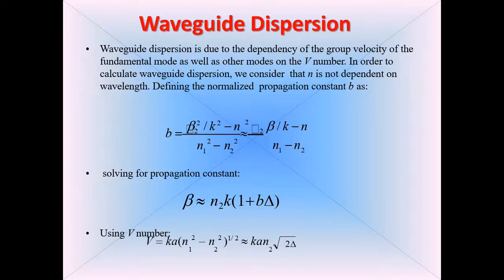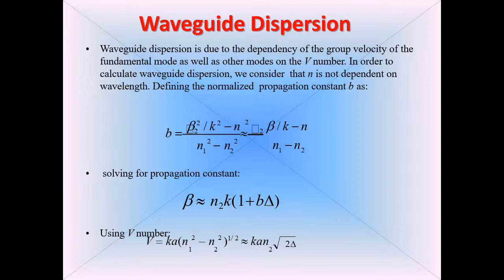The next one is going to be on waveguide dispersion. Waveguide dispersion loss occurs due to the 20% of your power wasted in the cladding material.